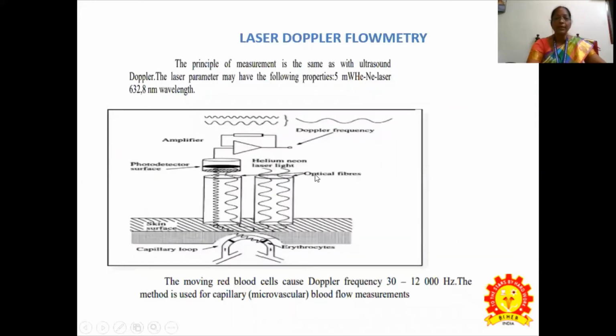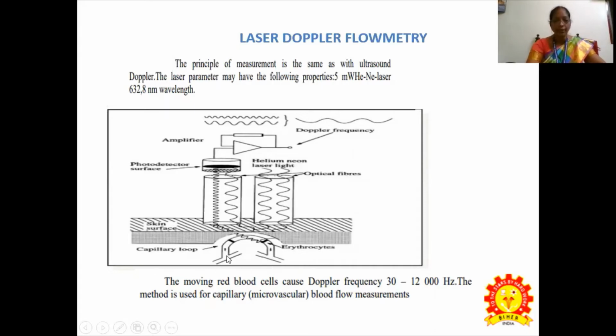The principle of measurement of laser Doppler flowmetry is shown in the diagram. The principle of measurement is the same as that of the ultrasonic Doppler. The laser parameters may have the following properties. It is a helium neon laser and it has a wavelength of 632.8 nanometers. The moving red blood cells cause a Doppler frequency of 30 to 1200 Hz. The method is used for capillary microvascular blood flow measurements.